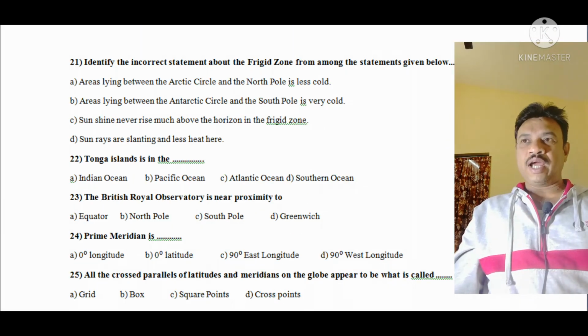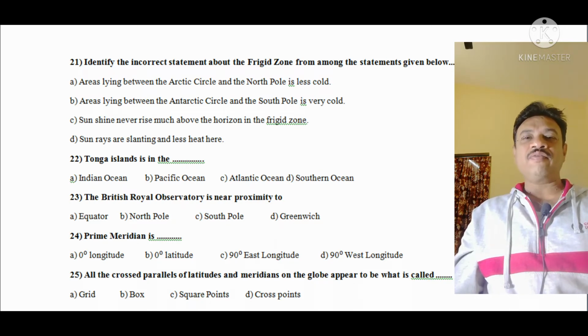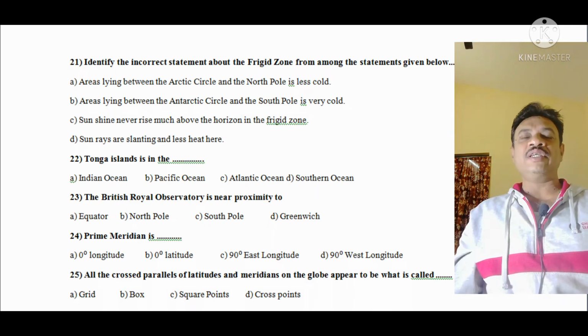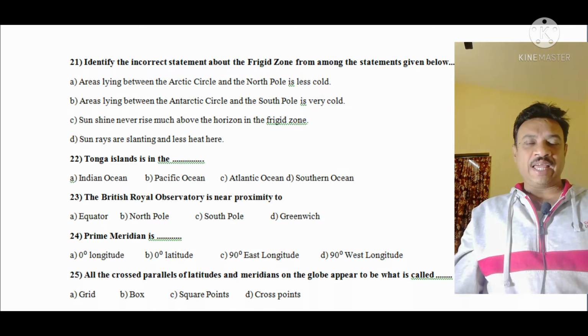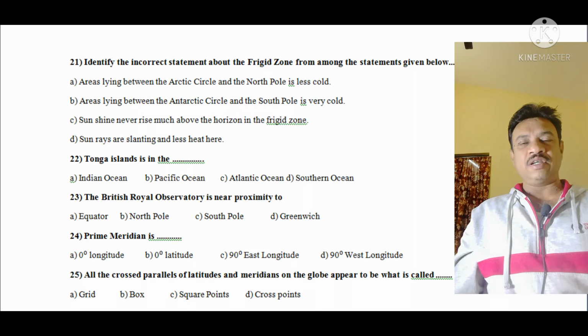Number 21. Identify the incorrect statement from the given ones about the frigid zone. Okay, from among the following statements given below. First one is, areas lying between the Arctic Circle and North Pole are less cold. Areas lying between the Antarctic Circle and South Pole are very cold. Sunshine never rises much above the horizon in the frigid zone, and sun rays are slanting and give less heat here.